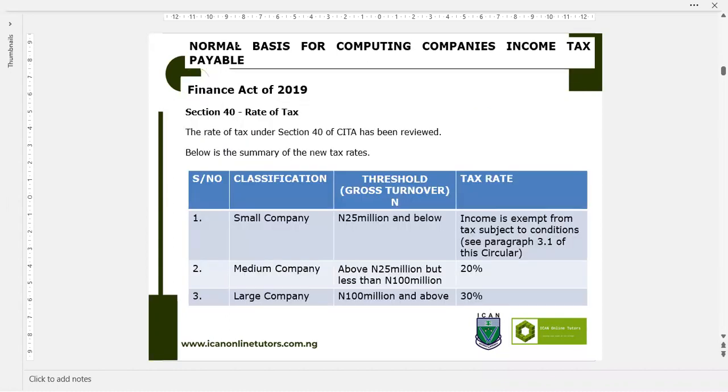Now we are here. What has changed? I mentioned earlier that the Finance Act of 2019 has classified companies into 3 categories, and these are small company, medium company, and large company. So the small companies are those with a turnover of 25 million naira and below. So their income tax rate is 0.